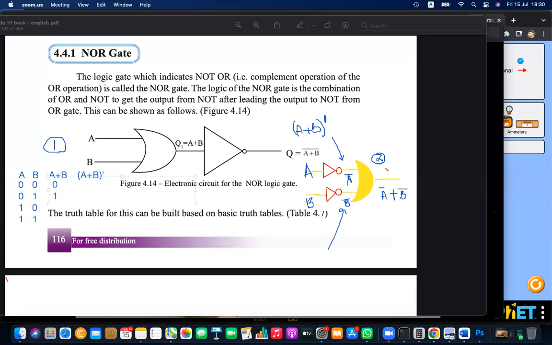Otherwise it is 1. So 0, 1, 1, 1. This is the output. And then the inverted output.